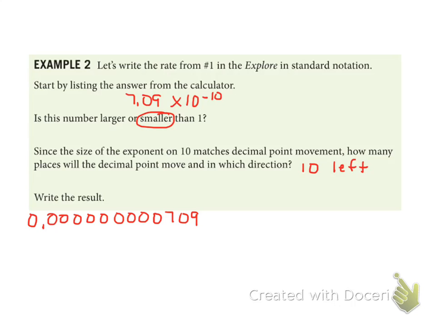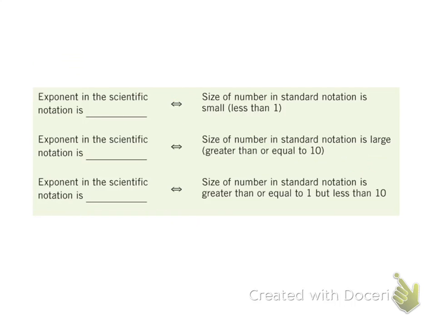Any questions on example 2? Okay, bottom of the page. The exponent on the 10 in scientific notation always tells you the amount of movement and the direction of movement of the decimal point when you write the number in standard notation. However, it might be simpler to remember the following.